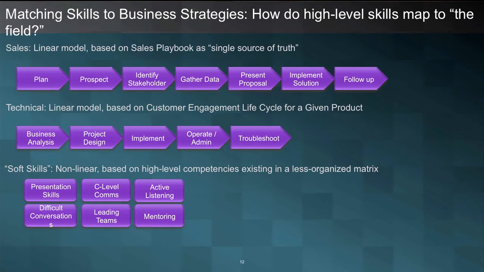So Allen talked a little bit before about mapping skills to business strategies, right? And that's one of those things that doesn't take very long to say, but it's an enormous, enormous statement. So these are a few ways that we're pursuing that. As you can see, we've taken a linear model for our sales group and for our technical group. So you can see the middle piece here, the business analysis project design, is really what we looked at earlier. There are similar methods of working, let's say, methods of engagement, perhaps cycles of engagement.